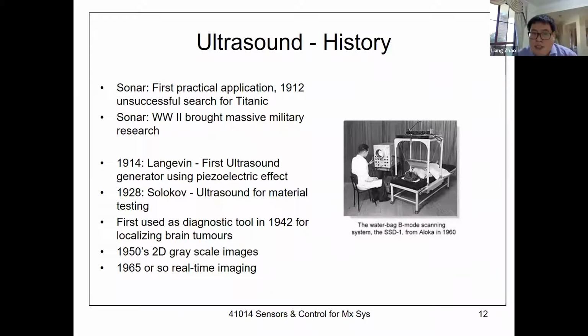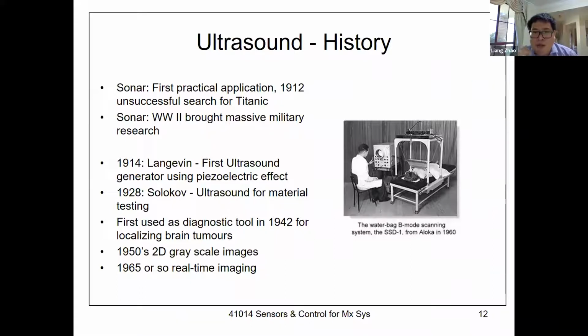And in 1928, they used the ultrasound to detect the materials. It is now used, I think most of you may know the ultrasound is used in the medical area, right? In the medical area, but they use a lot of ultrasound to detect materials.